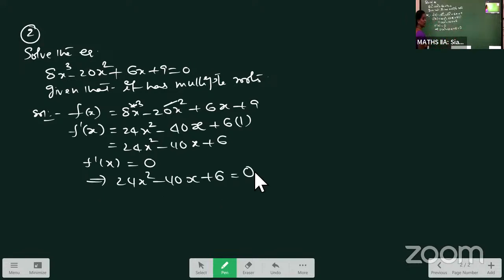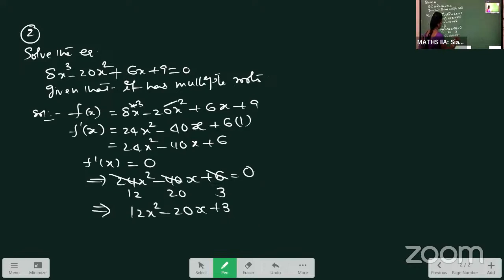So can you cancel this out with 2? Then here 2 12s are, 2 20s are, and 2 3s are. How much are you getting here? 12x square minus 20x plus 3 is equal to 0.